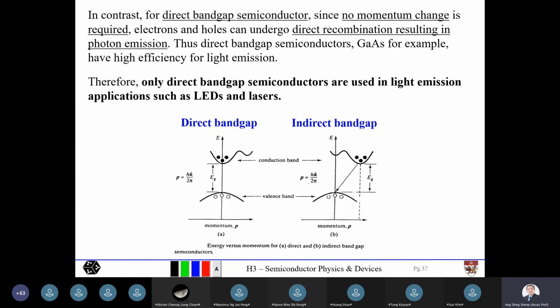So we can argue that although thermal generation can create electron hole pairs, during recombination, the photon emitted will be reabsorbed again by the semiconductor to create electron hole pairs. So essentially, there is no excess energy input into the semiconductor. So light cannot be emitted.